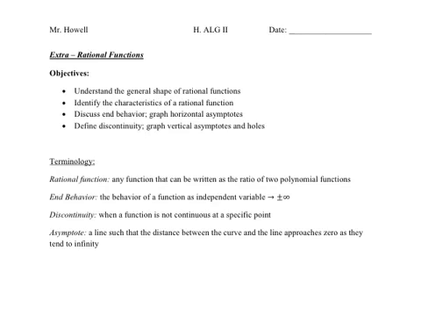Some terminology that we should know. A rational function is any function that can be written as a ratio of two polynomial functions. So for example, something like this: f of x equals x plus 4 over x squared minus 7. That would be considered a rational function because this is a ratio and these are both polynomial functions.